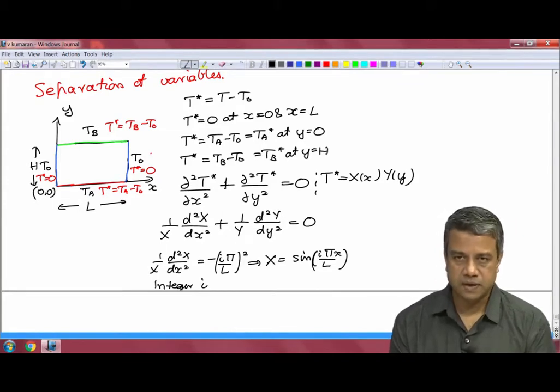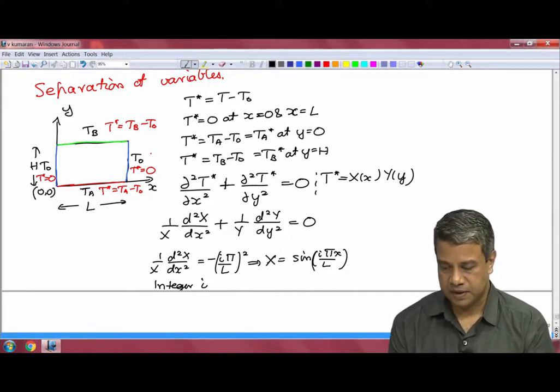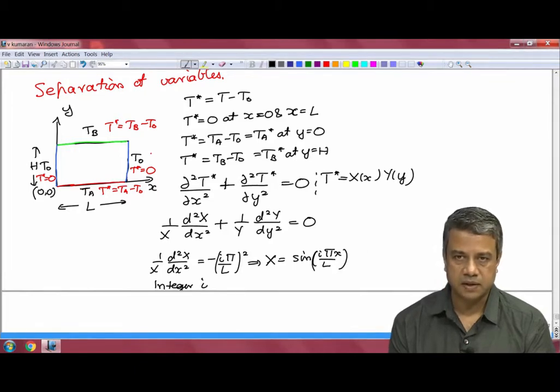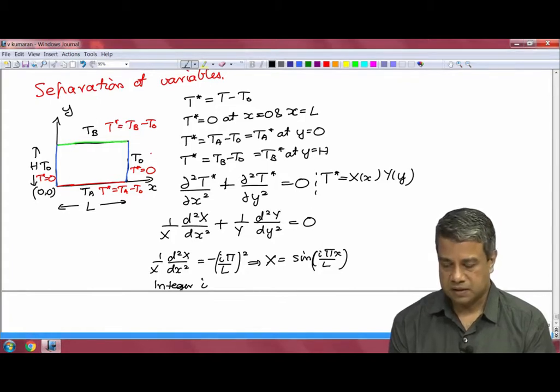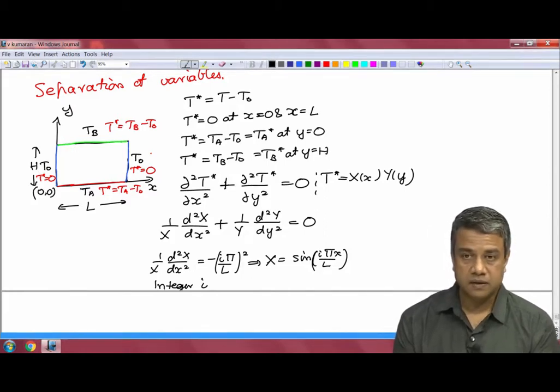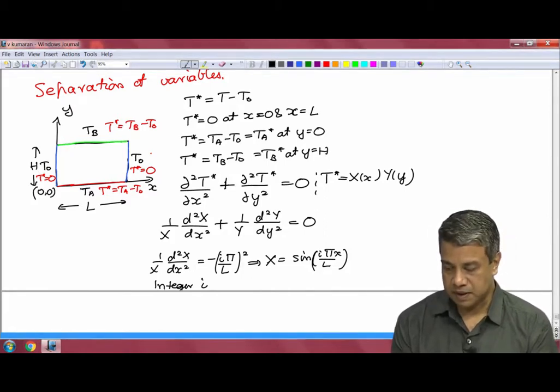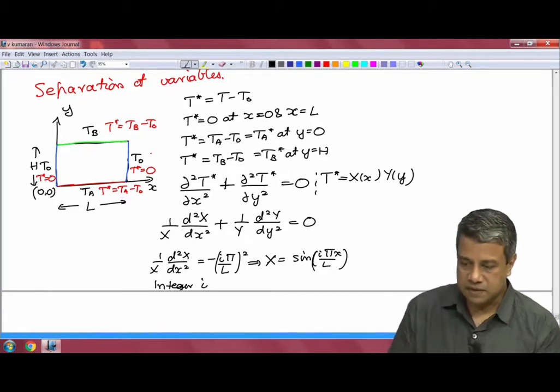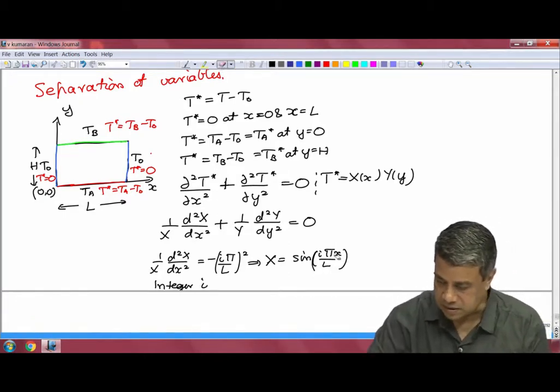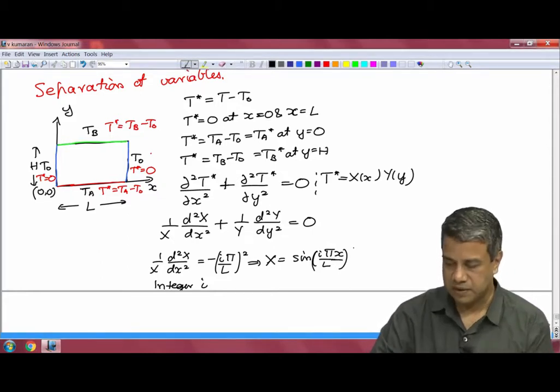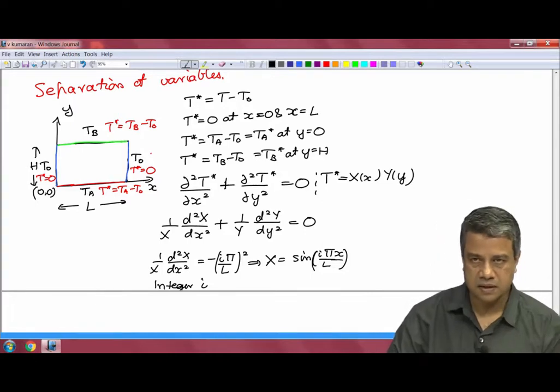And for it to reduce to 0, there are two solutions: cos of a constant times x and sine of a constant times x. The cos function does not satisfy the boundary condition at x equal to 0. It is satisfied only by the sine function. So the sine function satisfies the boundary condition at x equal to 0, and if the coefficient here is i pi by L the whole square, then the sine function also satisfies the boundary condition at x equal to L. So, therefore, this is the solution in the x direction.